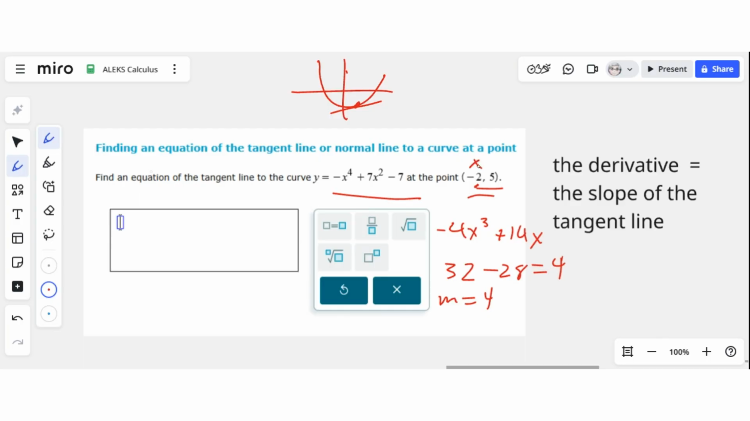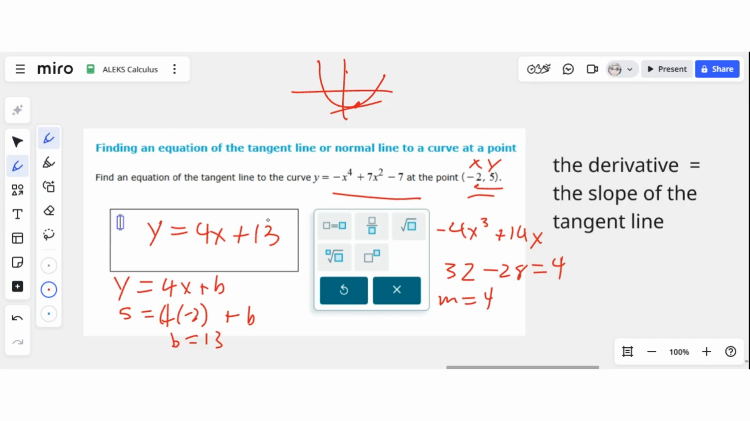And then we have our x and our y coordinate. So I'm just going to write an equation for the line, putting in those values for x and y. So we're going to use y equals mx plus b. We know m is 4. I want to solve for b, so I'm going to put in 5 here. I'm going to put in -2 there. And so that's going to be -8, so b is 13. So now I've got my slope and my y-intercept. I can just write y equals 4x plus 13.